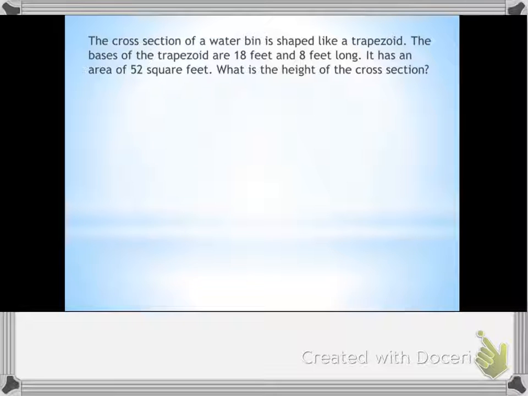The cross section of a water bin is shaped like a trapezoid. So here's our trapezoid. The bases of the trapezoid are 18 feet and 8 feet. So then this would be 8, this would be 18. It has an area of 52 square feet. What is the height? So again, we're solving for the height. Most of the time with the trapezoid equations, you will be solving for height.